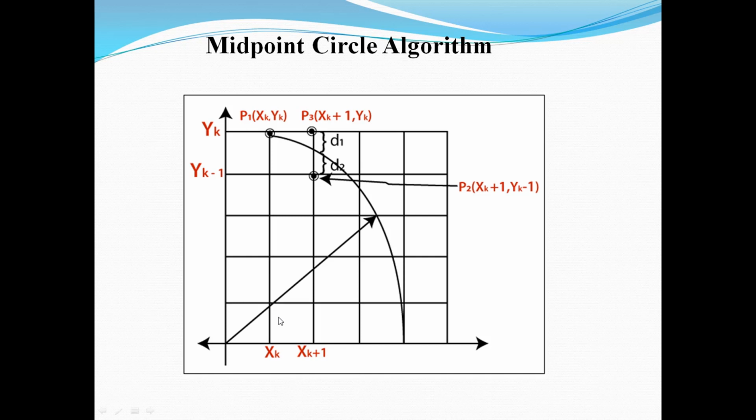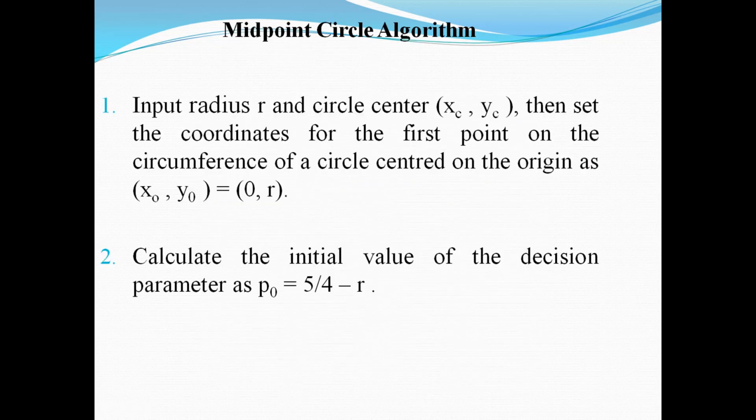That is, if you are standing on a position xk and yk, then the next pixel value to be plotted would be decided by taking the value of p into account. So let's see the algorithm. Here we have an algorithm.